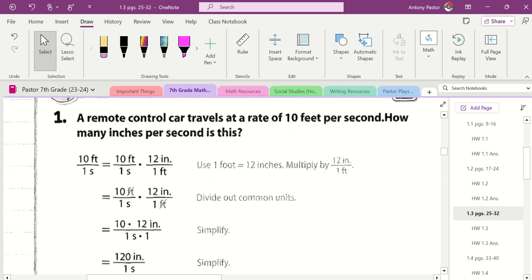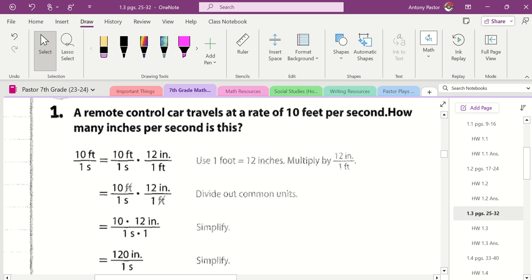A remote control car travels at a rate of 10 feet per second, which is exactly the example we just had. How many inches per second is this? So if you wanted to know how many inches your remote control car went in a second, this is where it would show up. Now I know you're going, why? Because we need to learn this. So bear with me on this one.